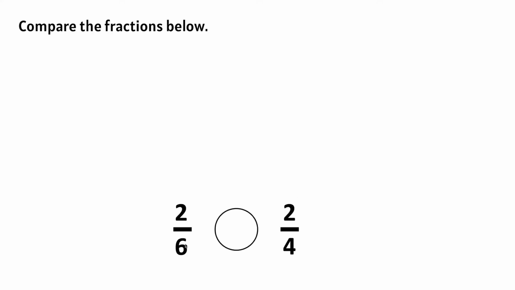Let's compare 2/6 to 2/4. We notice that the denominators are different. This fraction has a denominator of 6. This fraction has a denominator of 4. So we can't just look at the numerators to compare them.